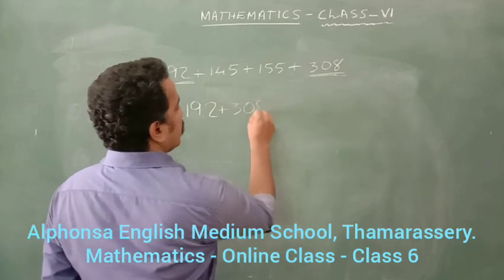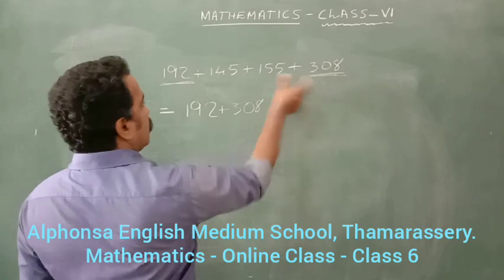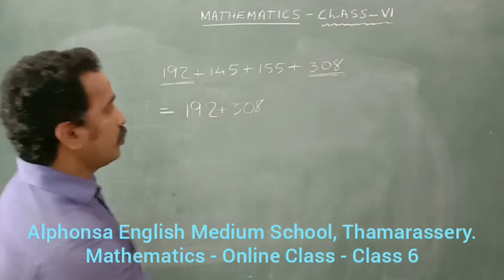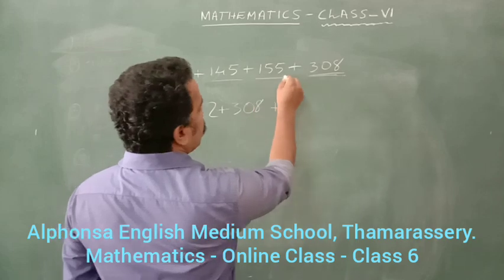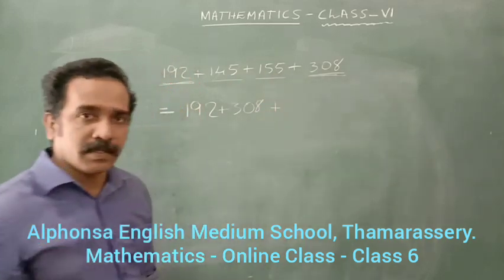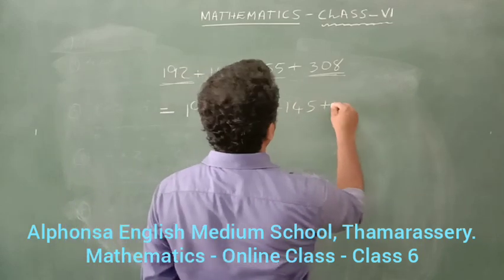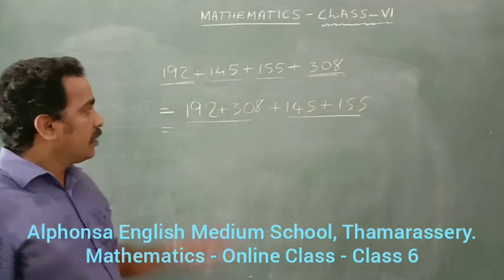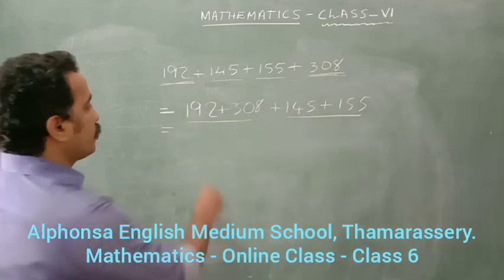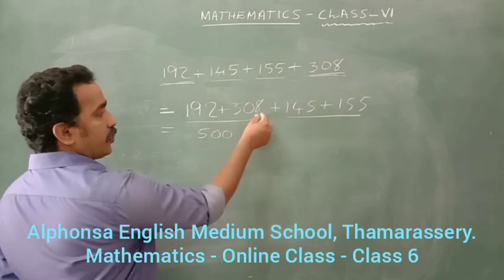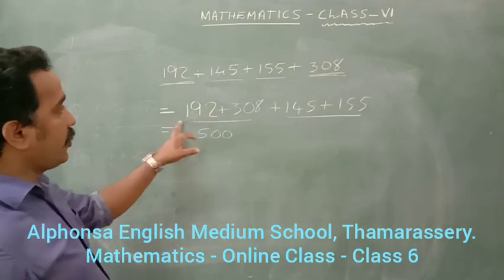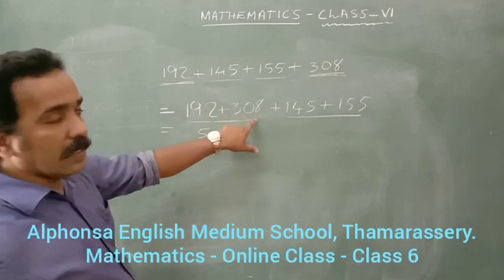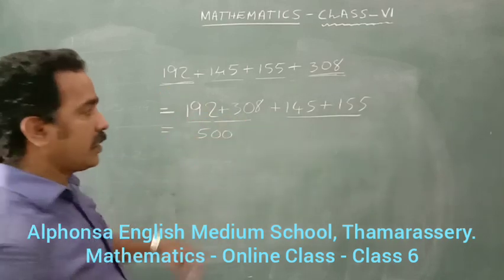192 plus 308, associative property. I told you when you are adding, you can add in any order. You can add any two numbers first. And then here 145 and 155, adding 5 and 5 is easy. So we can add 145 plus 155. Now add these two easily and these two easily. 192 plus 308 is equal to 500. If you take this 8 to this, it will become 200. 192 plus 8 is 200. And 8 from 308 taken, 300 remains. So 200 plus 300, 500 we can easily do.